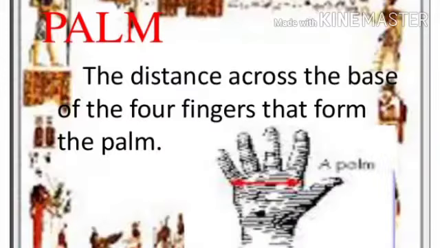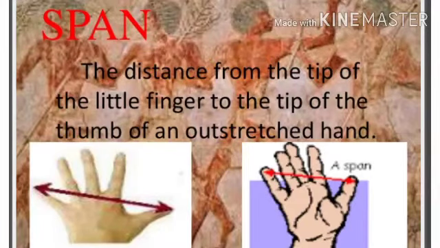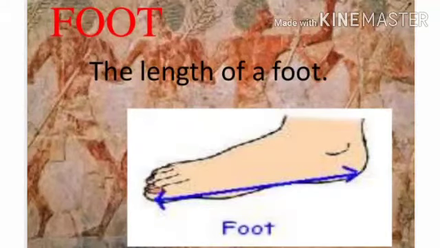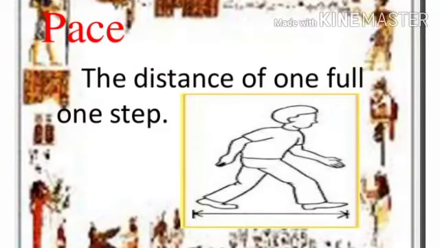Palm, the distance across the base of the four fingers that form the palm. Span, the distance from the tip of the little finger to the tip of the thumb of an outstretched hand. Cubit, the distance from the tip of the middle finger of the outstretched hand to the front of the elbow. Foot, the length of a foot. Pace, the distance of one step.